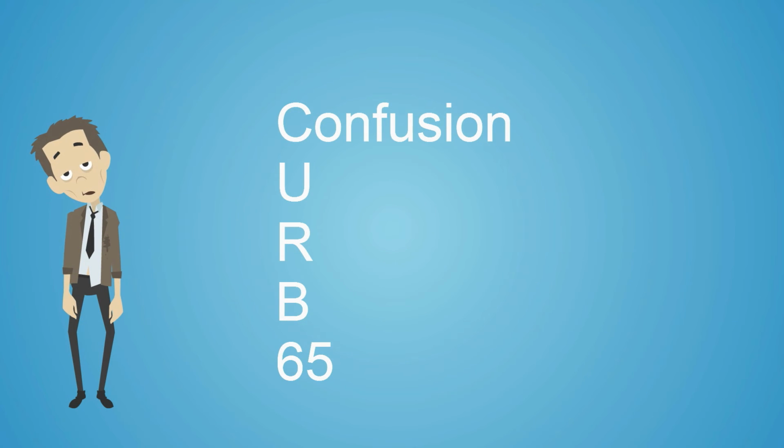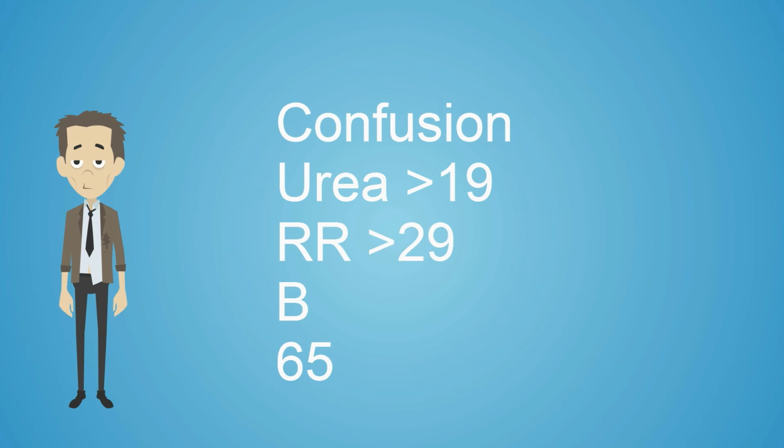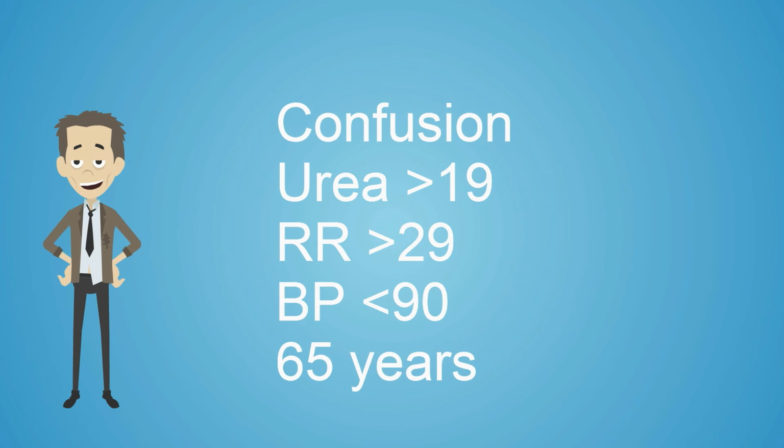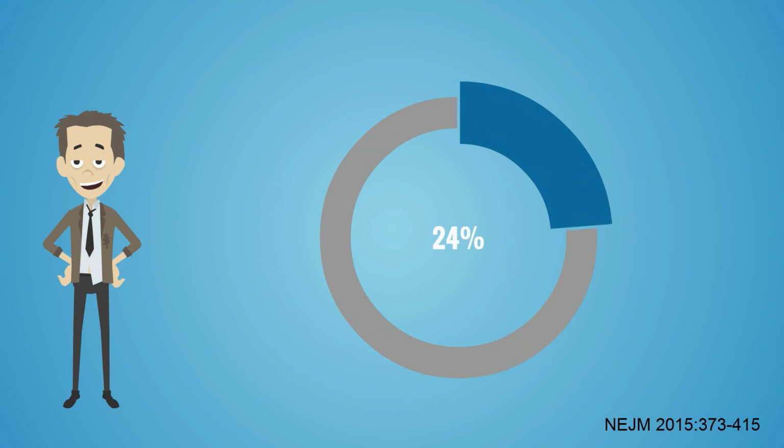Our patient does not have confusion. He does not have a BUN greater than 19. He does not have a respiratory rate greater than 29. His systolic blood pressure is greater than 90 millimeters of mercury, and his age is less than 65 years. So he does not meet any of the CURB criteria. Studies have demonstrated that people who meet one or fewer of the CURB criteria can be safely managed as an outpatient with pneumonia. Now it's time to talk about antibiotic selection.